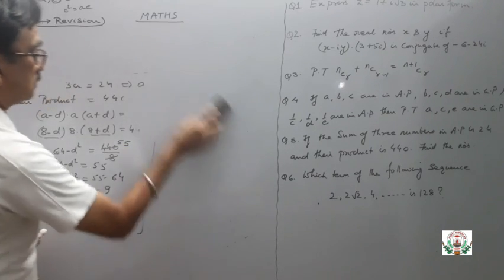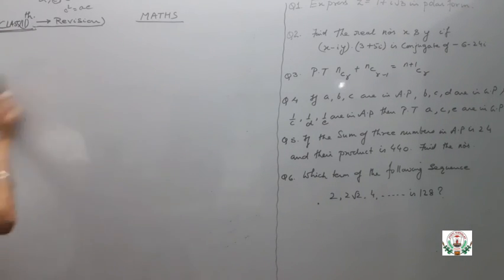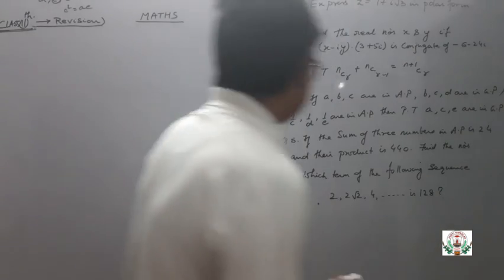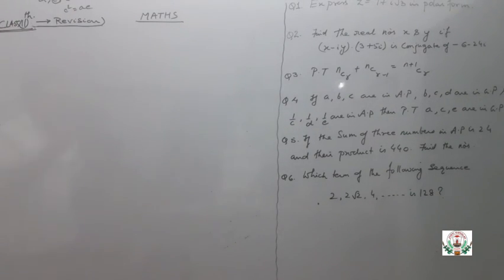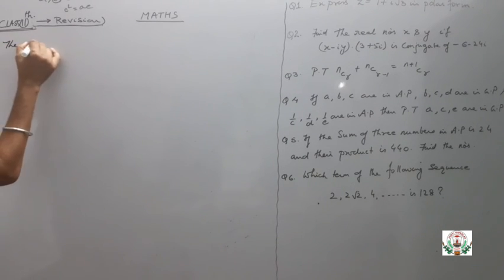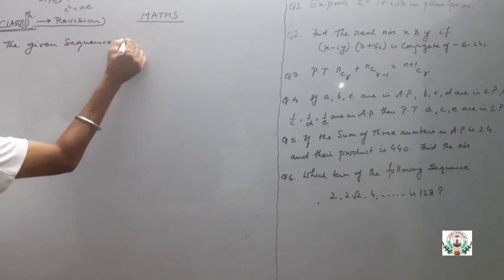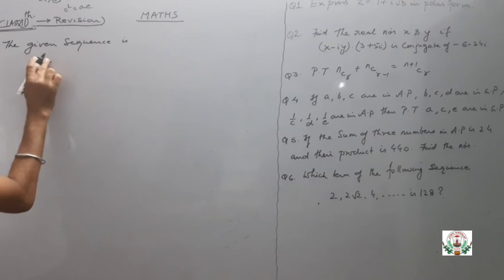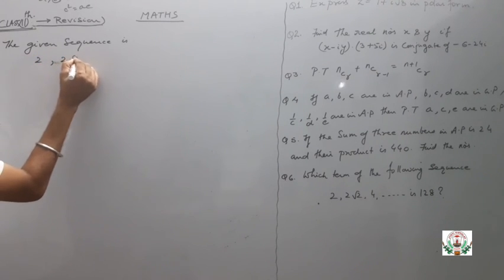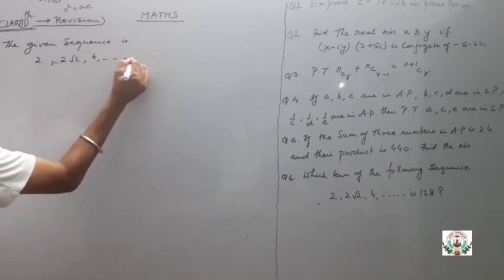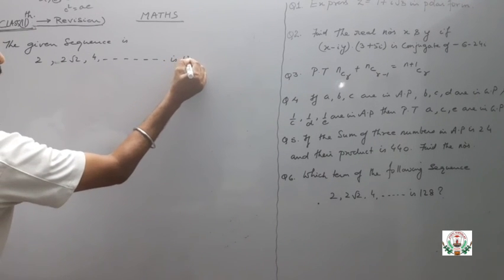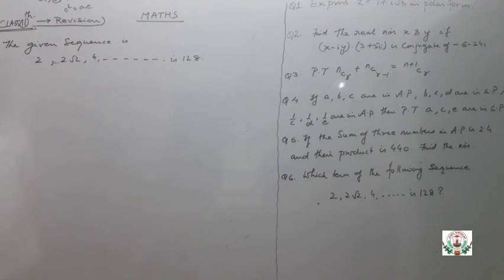Now let's come to this last question. The given sequence is 2, 2 root 2, 4, and so on, and the last term is 128. That is, we have to find out n, the number of terms.